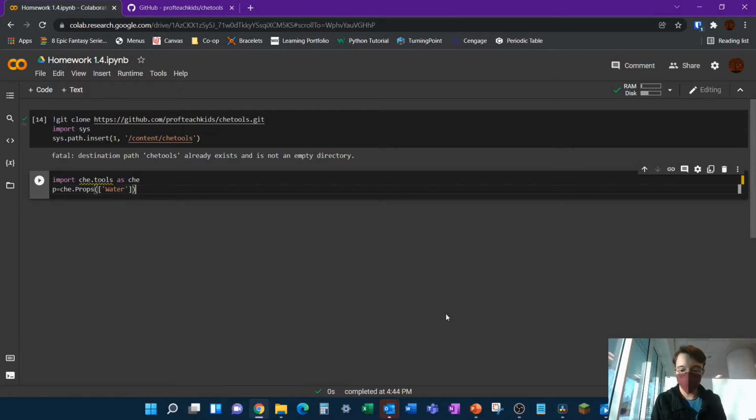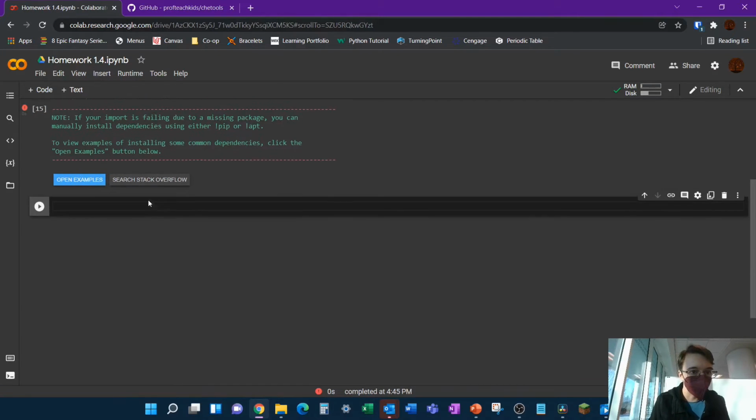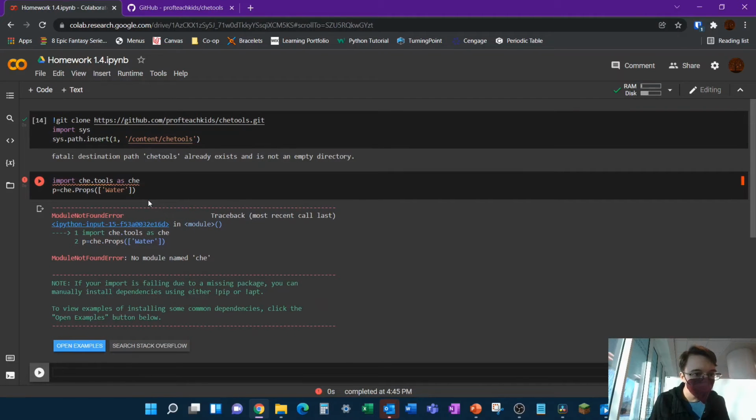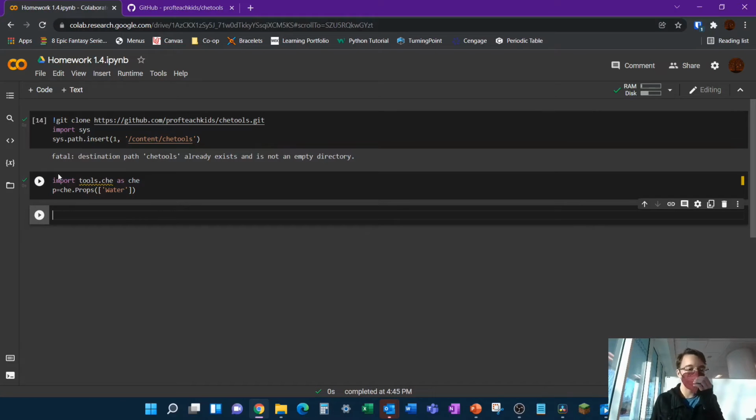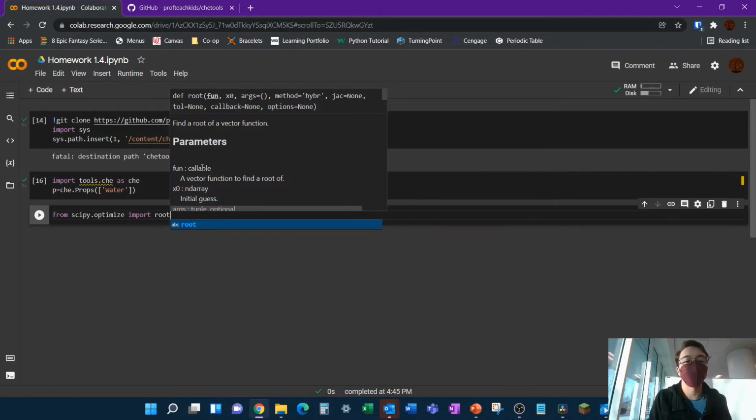All right. And then I think this is supposed to be tools.che. So, yep, I just typed that backwards. Sorry about that. So the other thing that we're going to want to import is from SciPy optimize, and we're going to want to import the root function. So this is what's going to solve our complex system of equations for us.